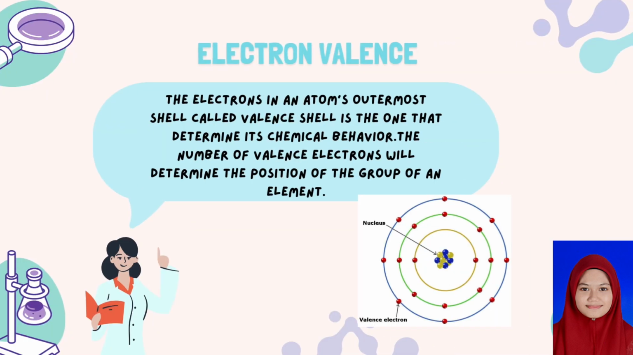Next, we have valence electrons. What are valence electrons? Valence electrons are the electrons in an atom's outermost shell, called the valence shell. It is the one that determines its chemical behavior. The number of valence electrons will determine the group position of an element.